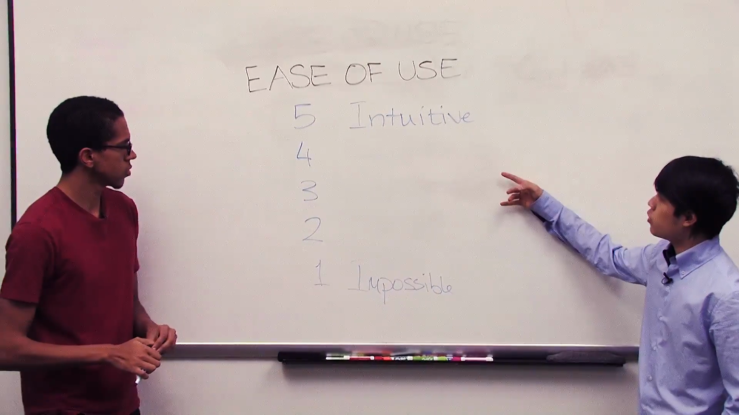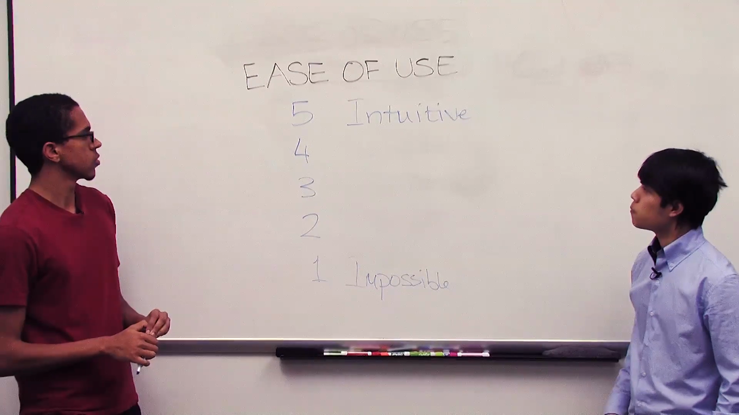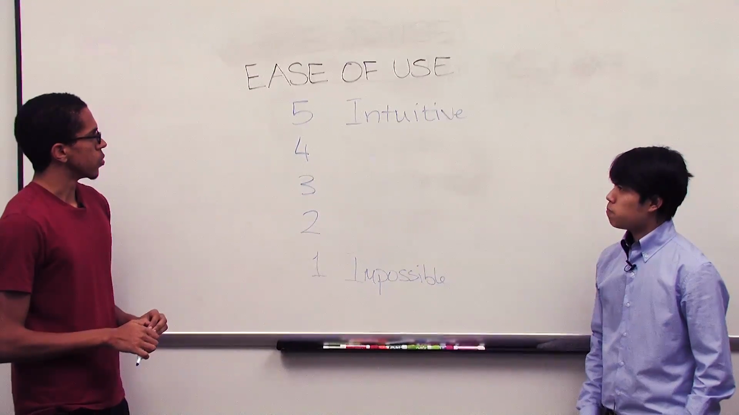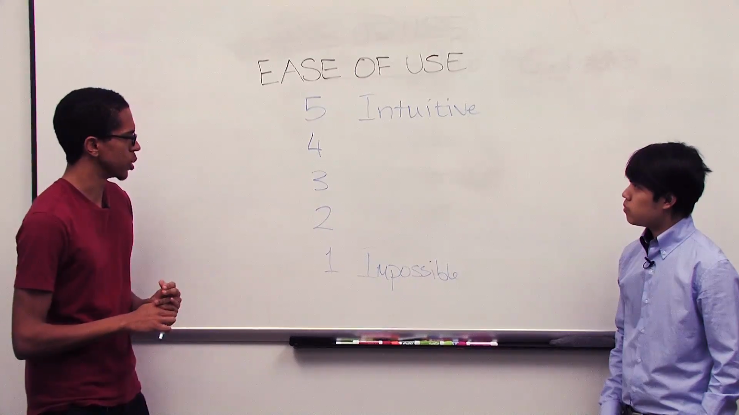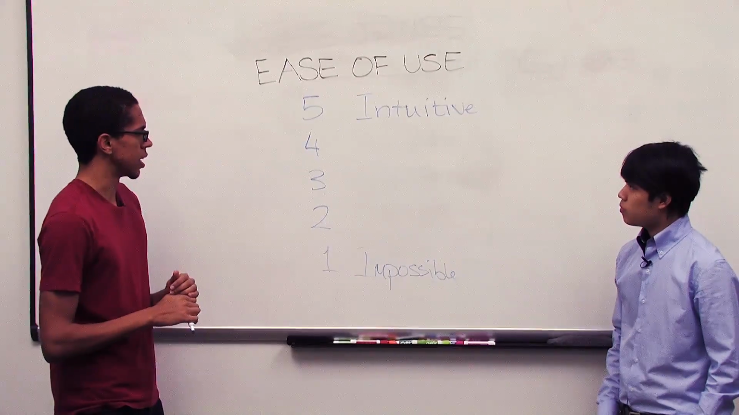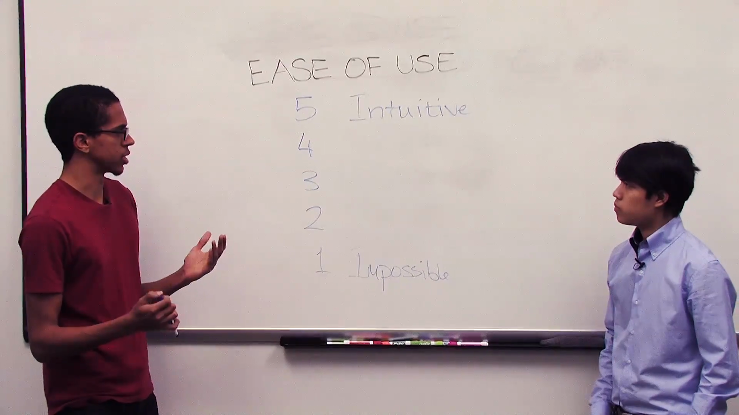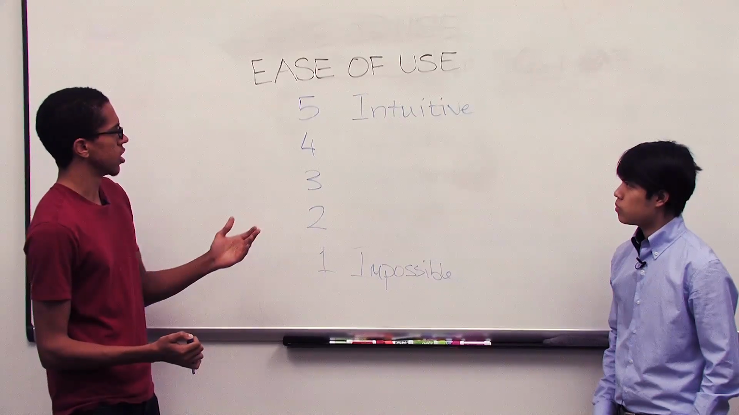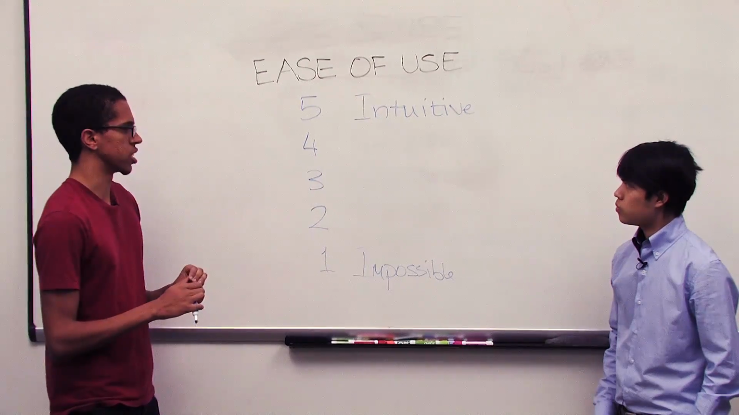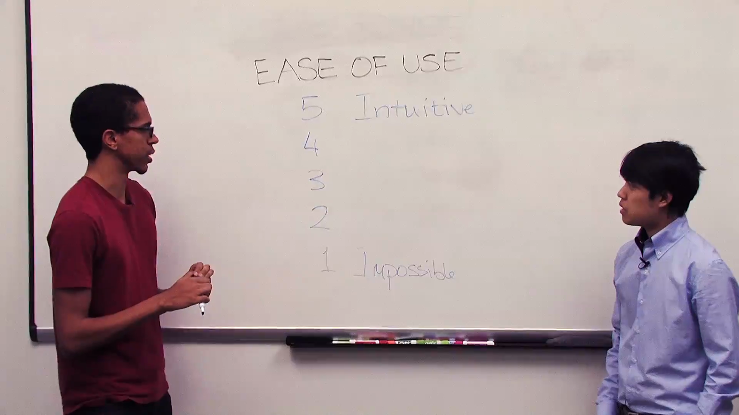So what do you think should go in the middle for 4, 3, and 2? Well, if we try to think of some words like intuitive and impossible, it might be harder to connect with somebody that's using the scale. So if I was to say 4 was moderately intuitive, that really wouldn't work.